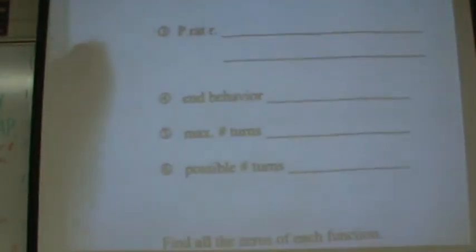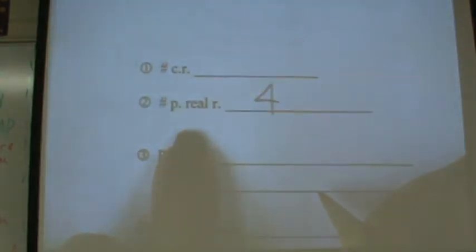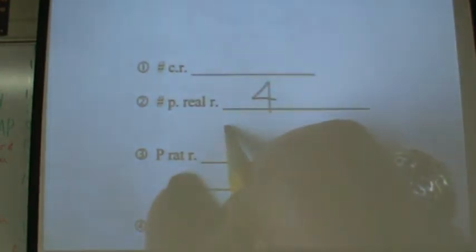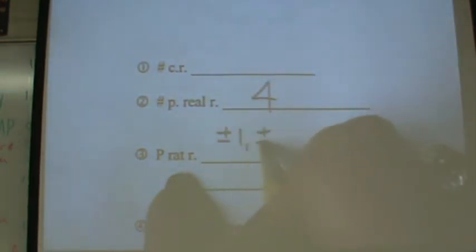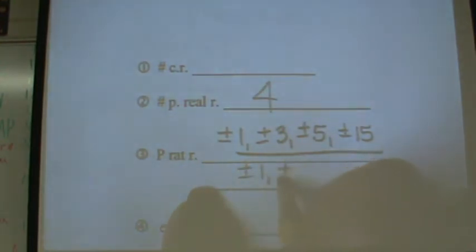Number 7, we've got a list of things to do. What I want you to do is first tell me how many possible zeros are there. There's at most 4 possible zeros. What are the possible real zeros? You're going to take factors of P over factors of Q. So we have plus or minus 1. What numbers go into 15? Plus or minus 1, 3, 5, and 15 over factors of 4, which are plus or minus 1, 2, and 4. Those are your possibles.